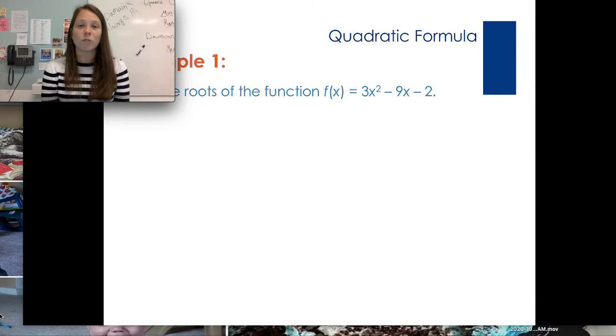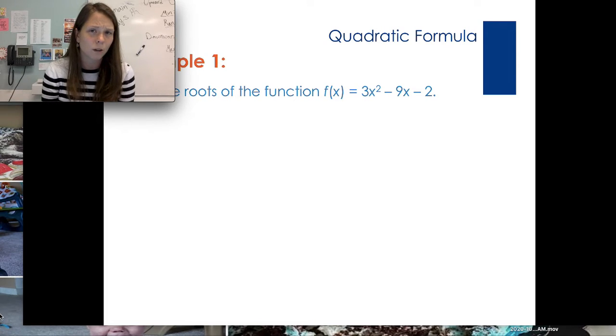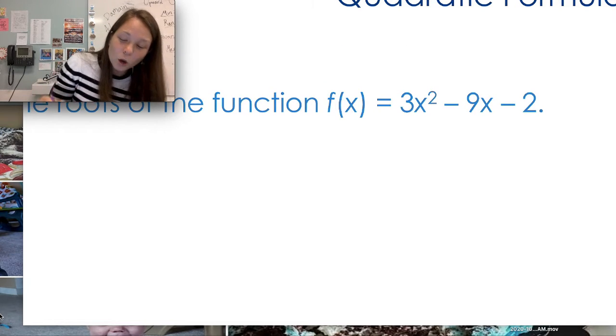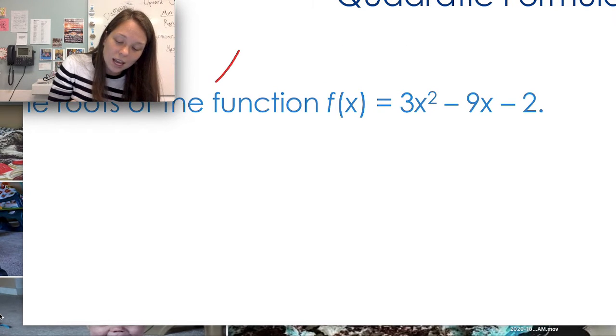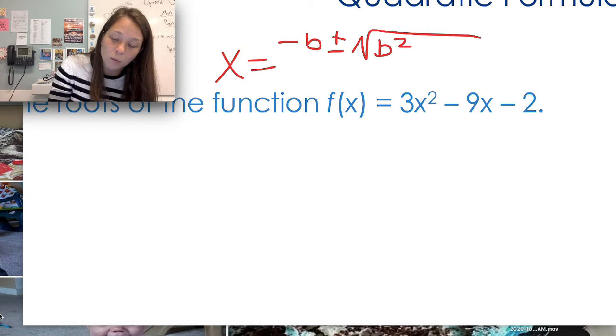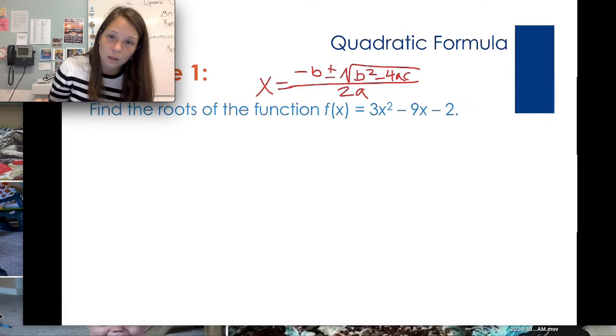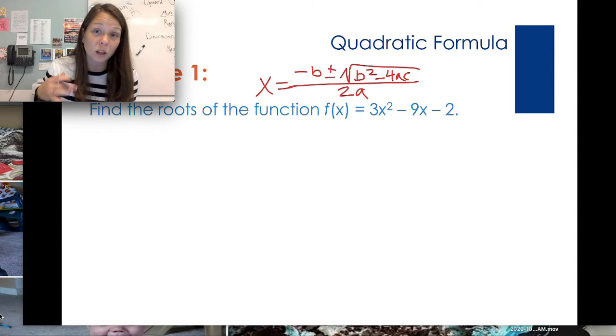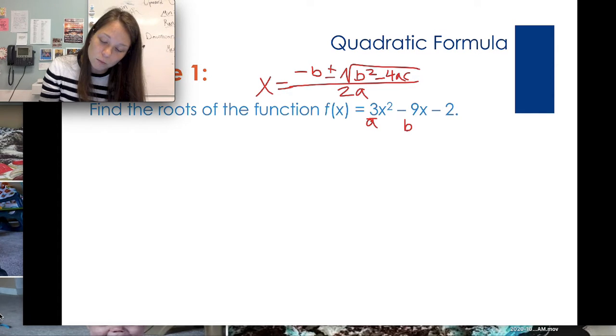So let's keep that quadratic formula handy when we go through and find the roots, or in other words, the zeros, or in other words, solve, or in other words, where does this quadratic function cross the x-axis for the following problem. So our quadratic formula, to remind ourselves, is x equals negative b plus or minus the square root of b squared minus 4ac divided by 2a. Well, in order to use this formula, we need to know, what is a, b, and c? Well, a is 3, b is negative 9, and c is negative 2.